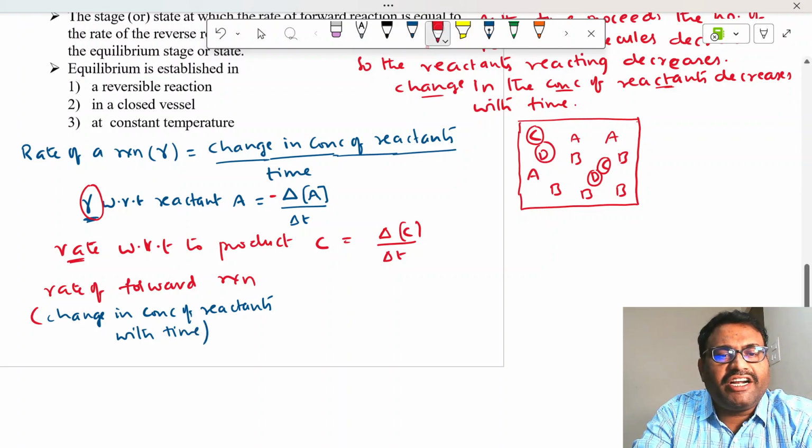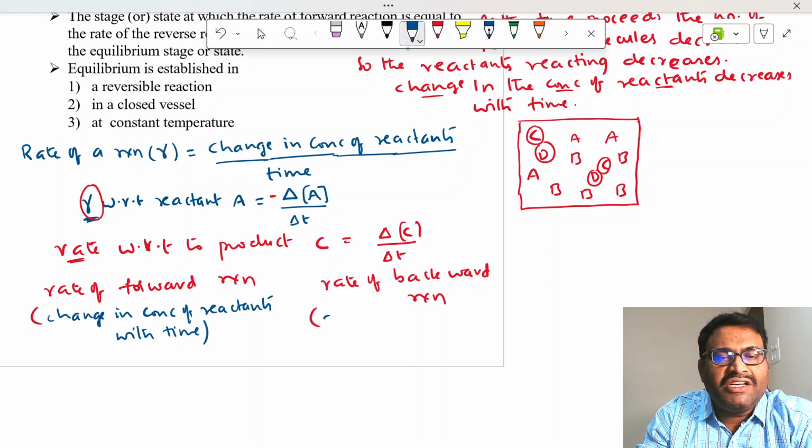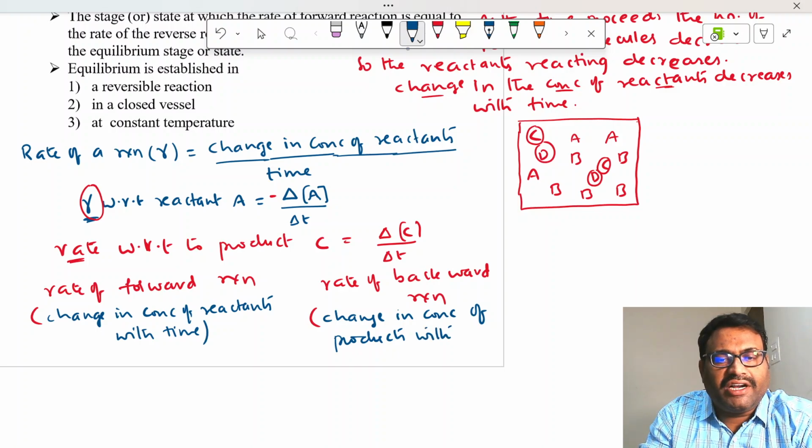Then what is the rate of backward reaction? What can I say it is? The change in concentration of products with time.